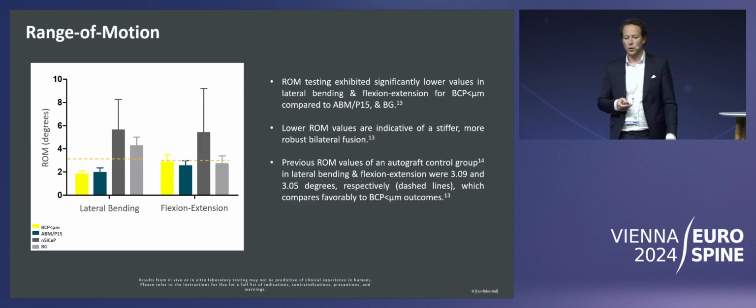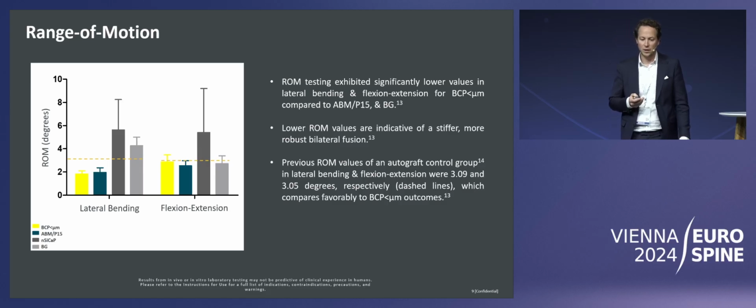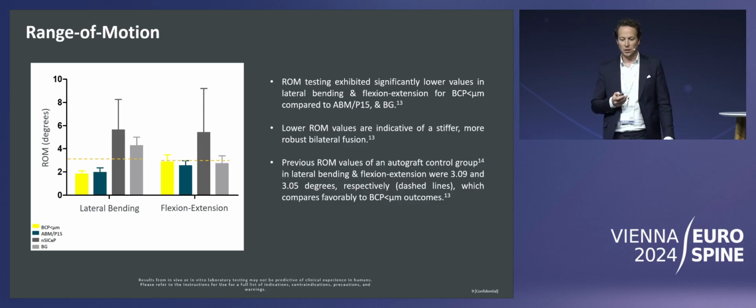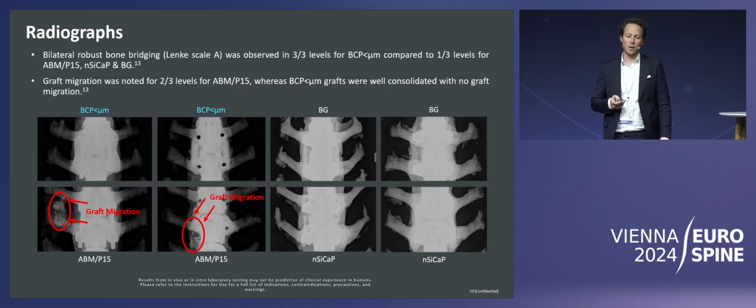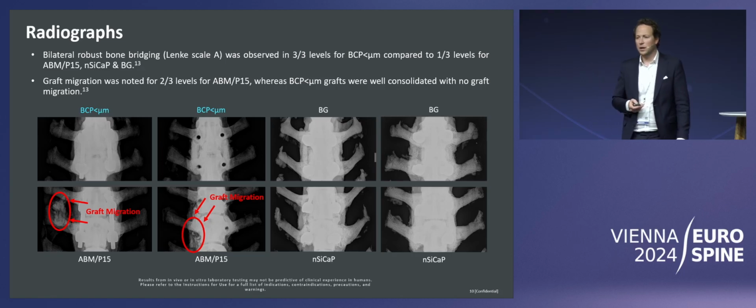So after 12 weeks, range of motion testing was performed on the spinal explants to measure the range of motion in the treated segments. And the results indicated that the silicated calcium phosphate and the bioglass group had a much higher range of motion in lateral bending. And the silicated calcium phosphate group also had a much higher range of motion in the flexion extension group. Whereas the osteoinductive calcium phosphate had a lower range of motion than a previous autograft control group from a similar model.